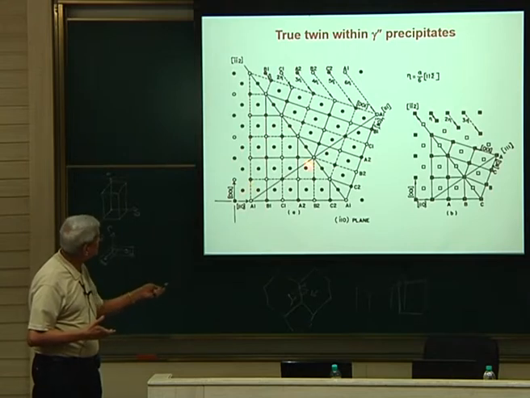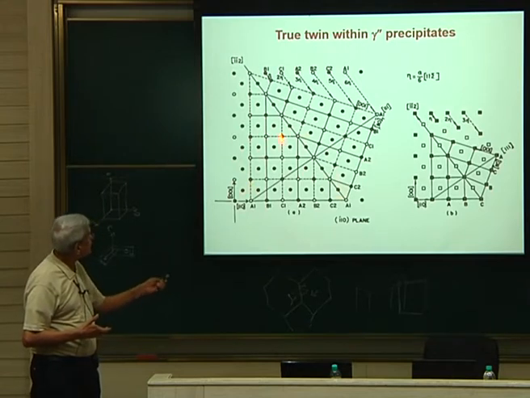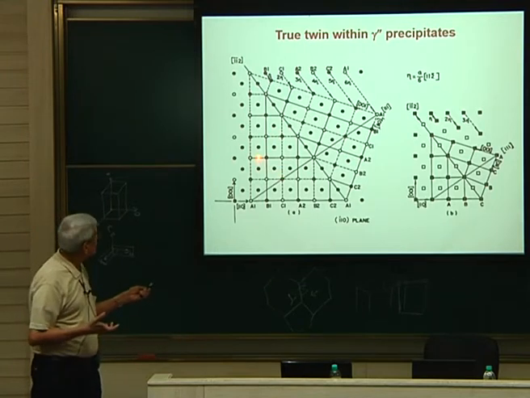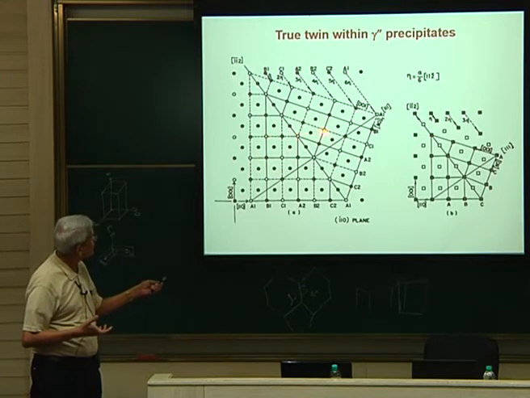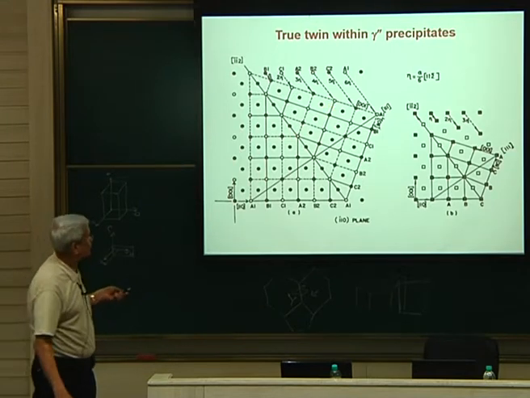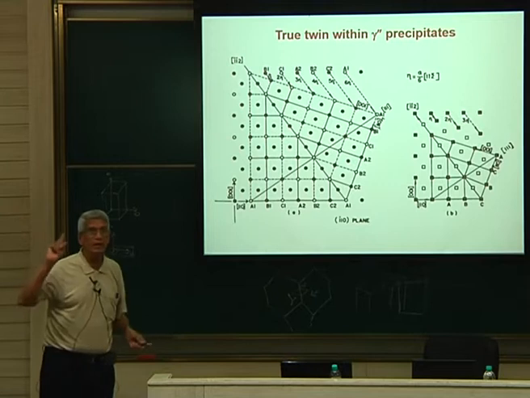Now you can see that this structure and this structure across this plane are mirror symmetric to each other. So it creates a twin, and if you look here also, the same type of ordering is there. So it's an ordered lattice also.